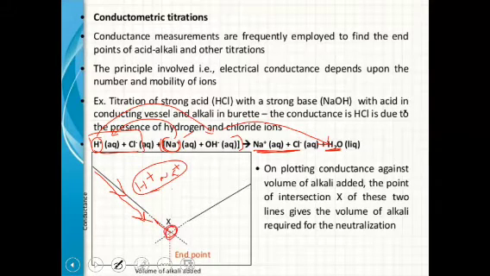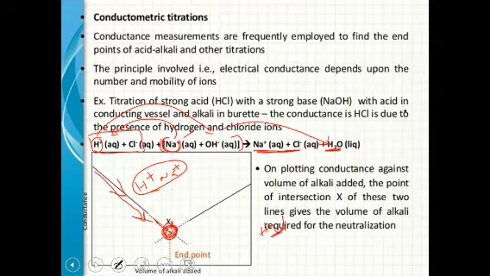So at this point, what happened? All the H+ ions are replaced with the Na+ ions. So this is the neutralization point. After the neutralization point, there is no HCl left. That means all the HCl is converted into NaCl plus H2O.